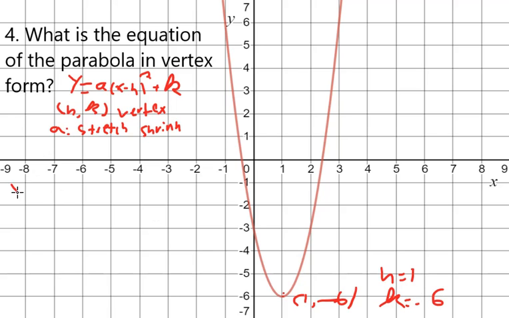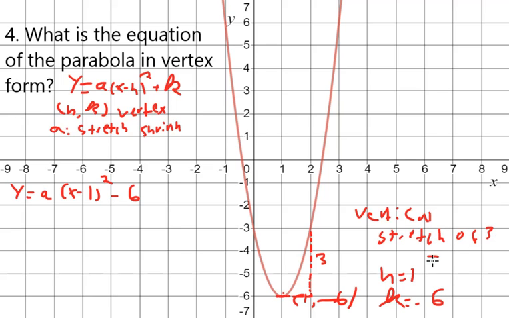So I can plug that in to get y equals a times (x minus 1) squared minus 6. Now I just need to figure out a. Well, a is the vertical stretch or shrink, and when I move over 1 from the vertex, I have gone up 3, which is 3 times as high as you normally go if you don't have a vertical stretch or shrink. So there's a vertical stretch of 3, which means that a equals 3. So we end up with y equals 3 times (x minus 1) squared minus 6.